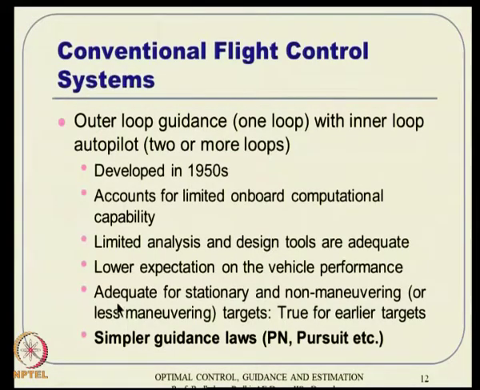Okay, then the next point is that it turns out to be typically adequate for stationary and non-maneuvering targets, or rather a little bit maneuvering, that means less maneuvering targets also it will do the job, because the guidance law and control design gets several updates on the way basically, that's why it happens. And ultimately it actually results in simpler guidance laws. Typically this PN guidance, pursuit guidance like that, it will result in that. Those are very simple to implement also basically.